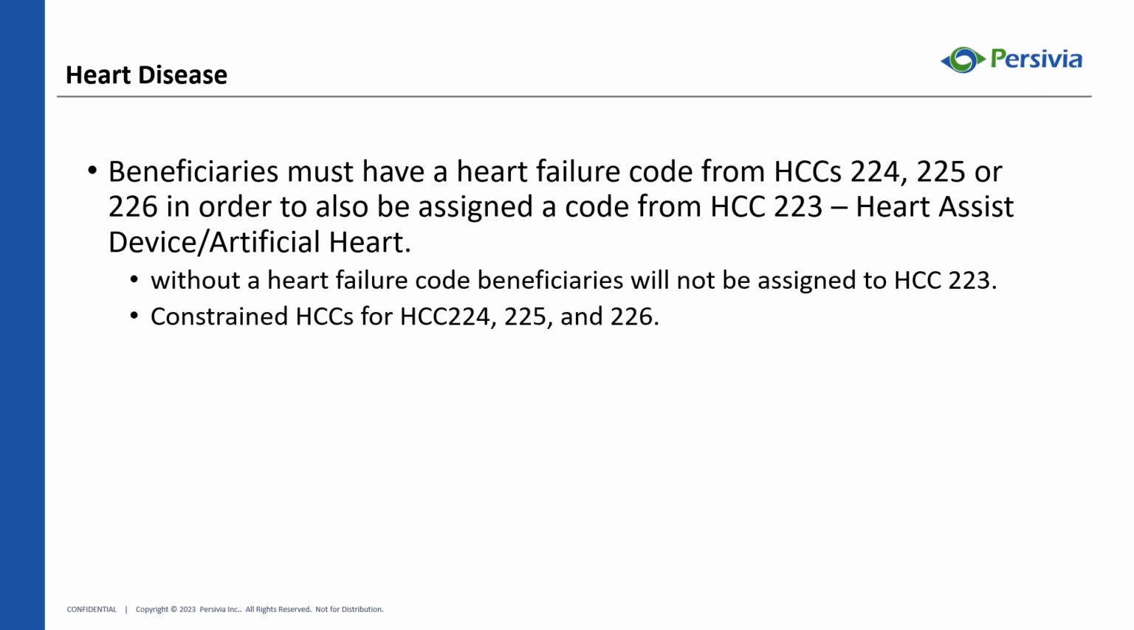Next, please. Thank you. So for the heart disease group, there's a change in the way HCC 223, heart assist device and artificial heart, can be coded. Beneficiaries must have a heart failure code from HCC 224, 225, or 226. Without this heart failure code, beneficiaries will not be assigned to HCC 223. And also the heart failure HCCs are constrained, having the same relative factors. Next, please.